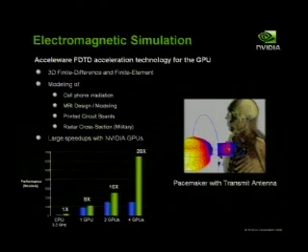Another example of a company is called Accellaware. They're doing FDTD simulation, which is basically electrodynamic simulation in a medium. And they use this primarily for EM radiation simulation, so cell phone design.